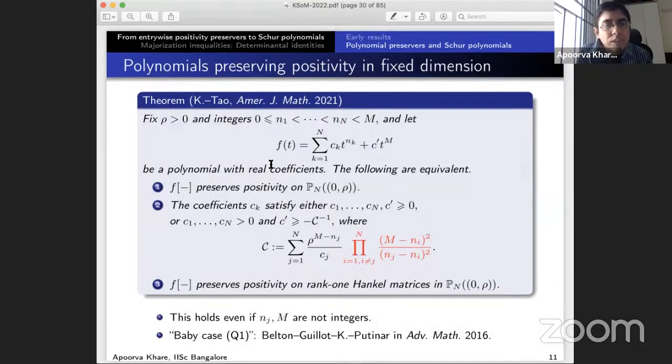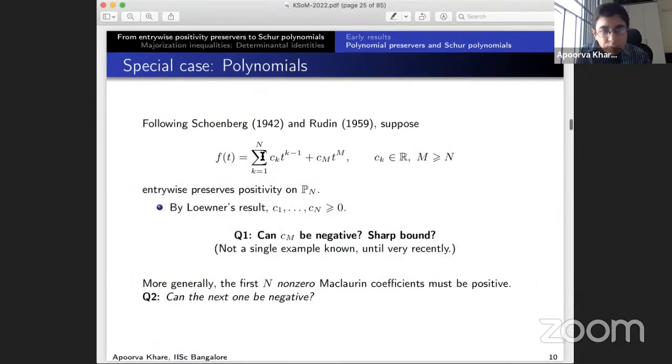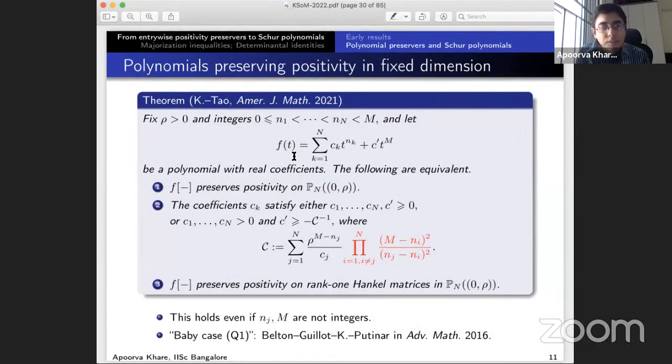Two comments. This holds even if these degrees are not integers; they need not be integers. Even then, this explicit formula for the threshold holds. The same result is true. And the second case is, of course this is in 2021, but we knew the simpler setting, where the degrees were initial and consecutive, since 2016. That was the toy case, but there are subtleties in this more general setting that did not appear there.